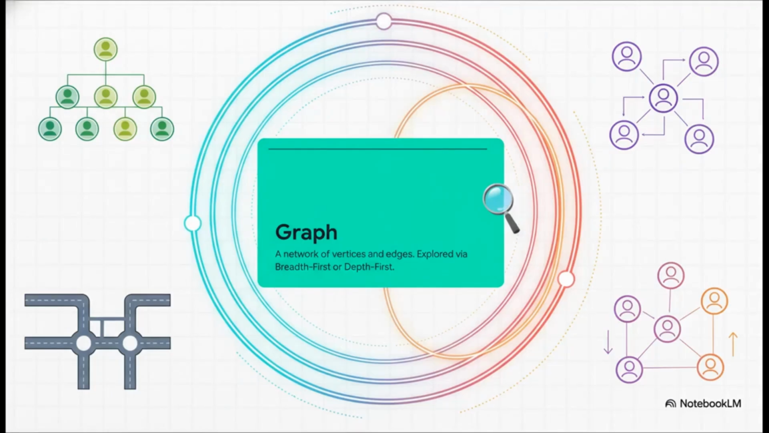And when data is just highly interconnected, we pull out a graph. A graph is essentially a network made up of vertices or nodes that are connected by edges. This perfectly models real-world complexities. Think about stuff like family trees, city road networks, or even who follows who on social media. Those are all graphs. And to navigate them, we use really specific traversal algorithms. You've got breadth-first search, which explores outward layer by layer, or depth-first search, which dives as deep as humanly possible down one single path before finally backtracking.